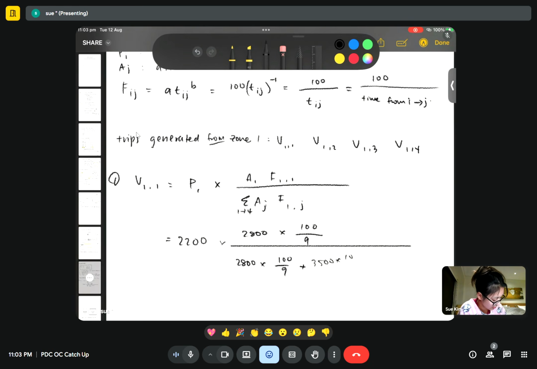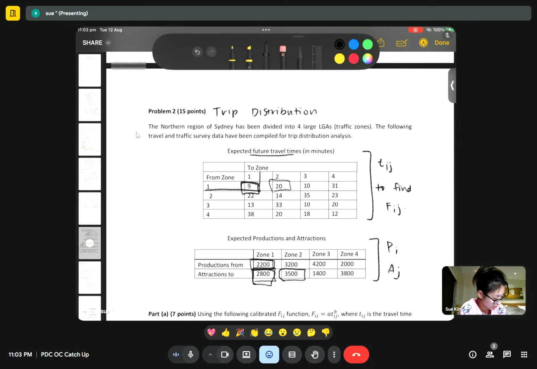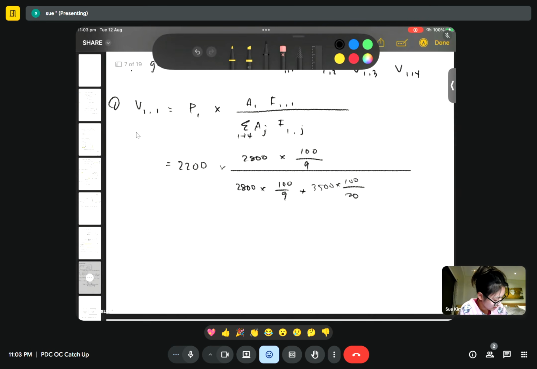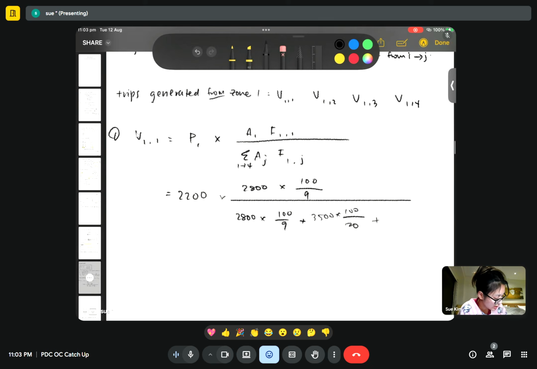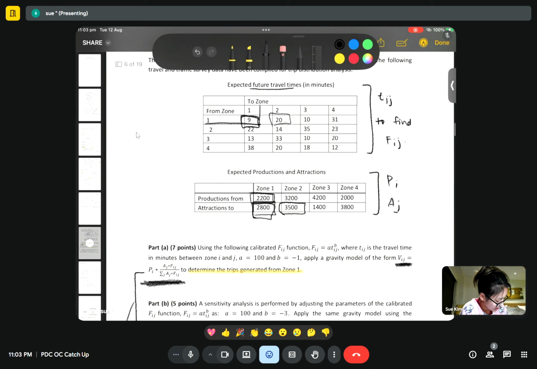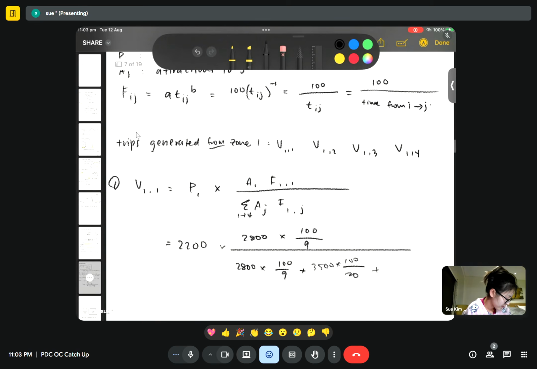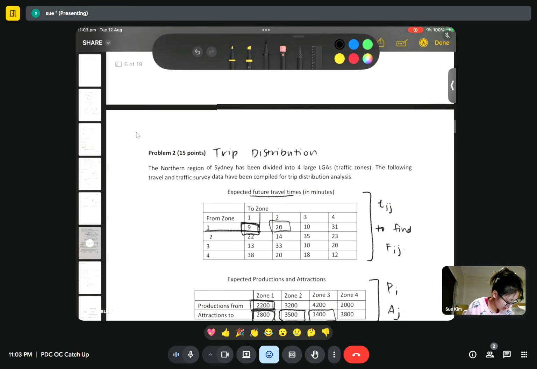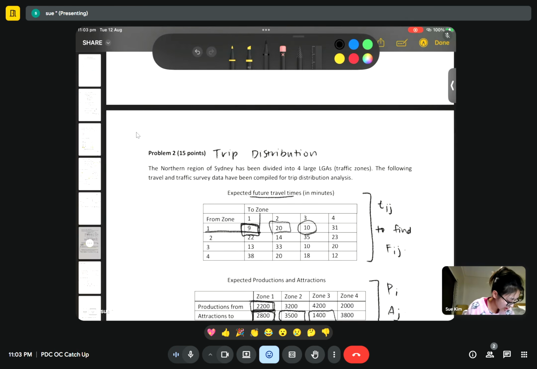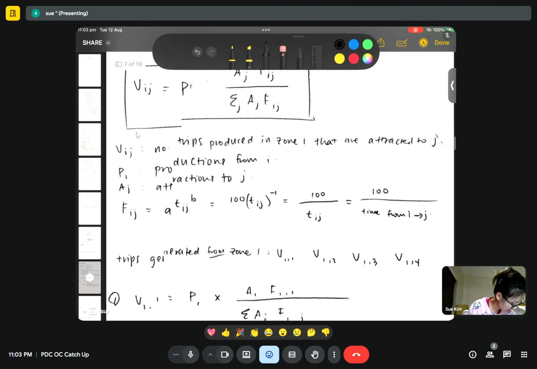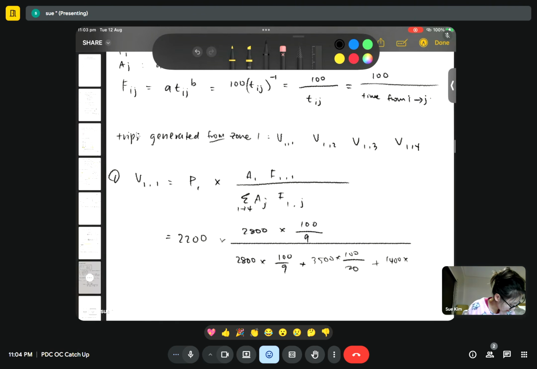And then for the top one, from zone 1 to zone 2, that's going to take 20 minutes. Next, for attraction 3, attractions to zone 3, as you can see, I'm literally just moving along the box like this. And for zone 1 to 3, that's taking 10 minutes. And then lastly for zone 4, as you can see, if I move along the boxes, I should get this value.